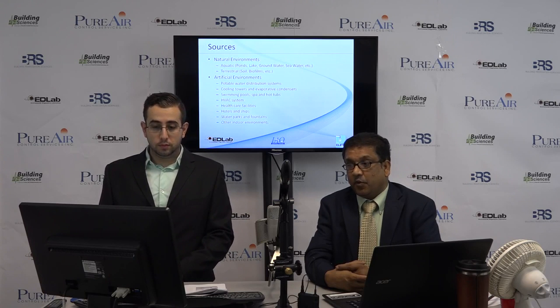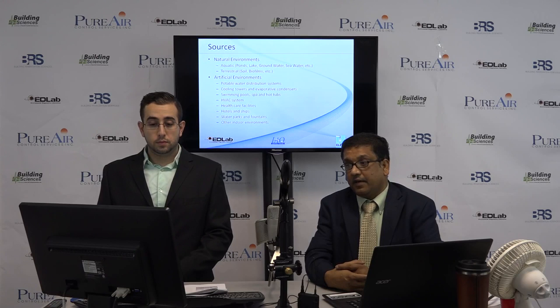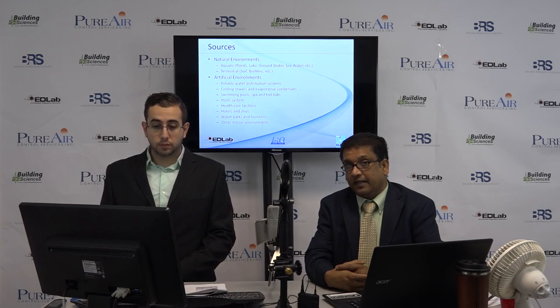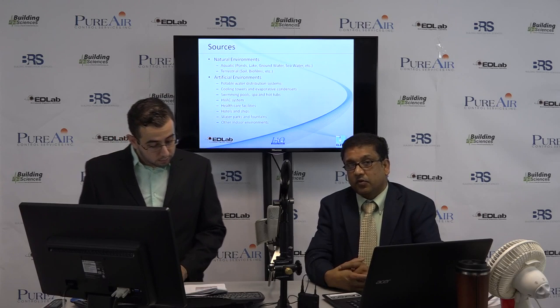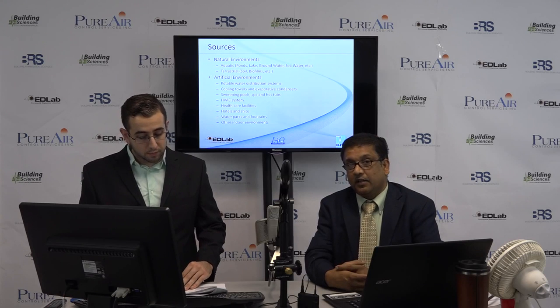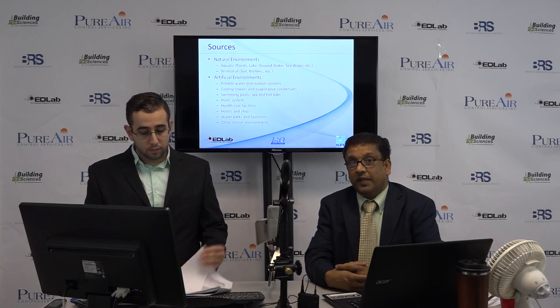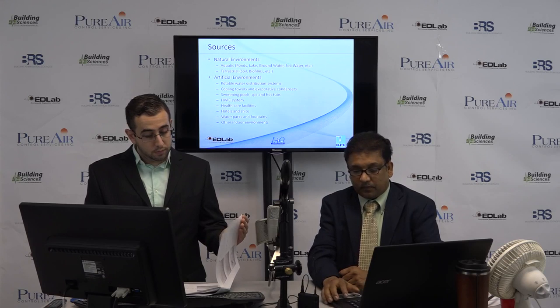But basically the potable water and distribution system is one of the major sources where this bacteria can flourish. The cooling tower and evaporative condensers are sites of bacteria. Swimming pools, spas, hot tubs, HVAC (heating, ventilation, air conditioning systems), healthcare facilities, hotels, water parks and fountains, and other environmental sources are the potential places where this bacteria can grow.